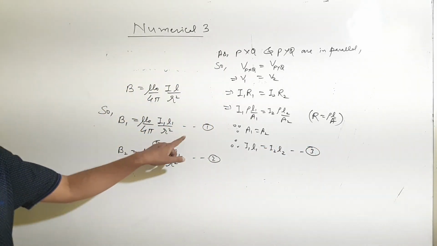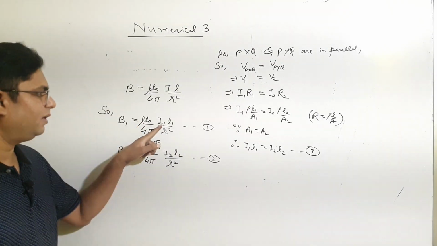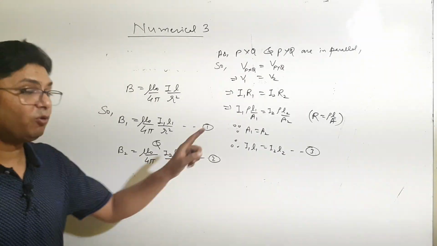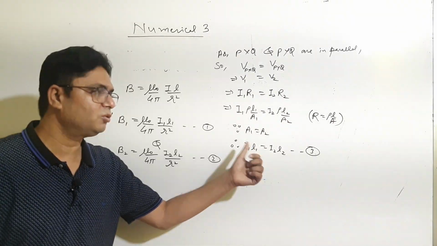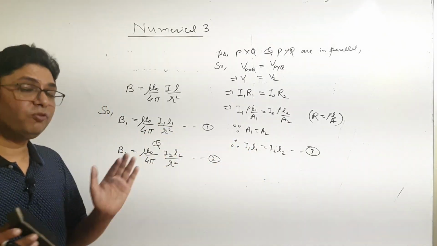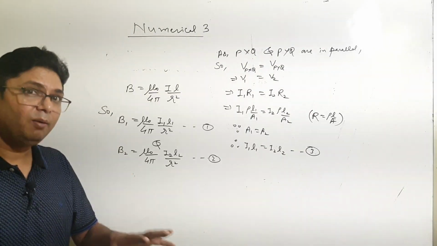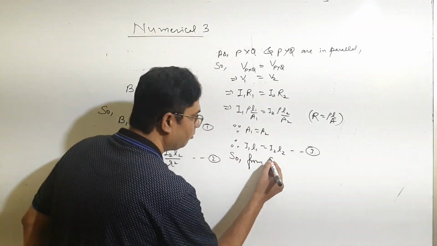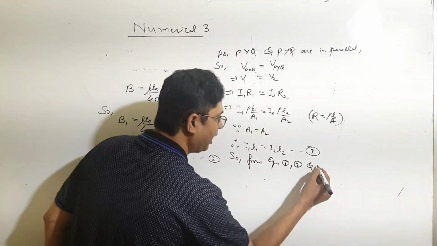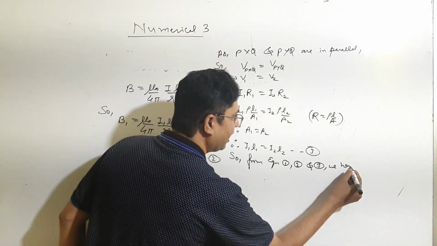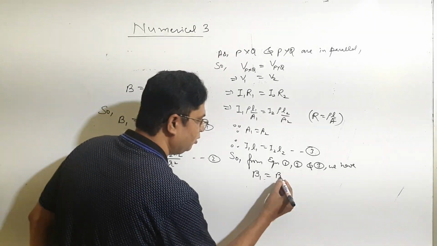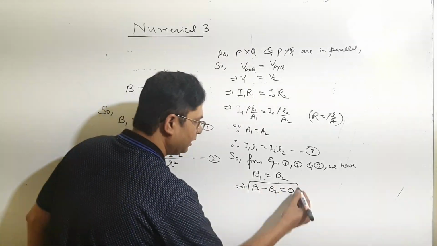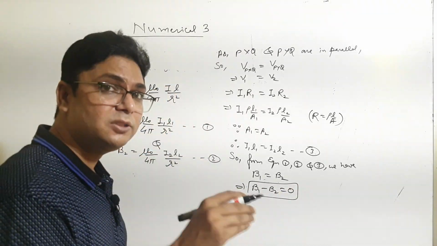In equation number 1, you are seeing that B1 equals mu naught by 4 pi I1 L1 upon R square. In equation number 2, you are seeing mu naught by 4 pi I2 L2 upon R square. And equation number 3 gives you I1 L1 equals I2 L2. This means that these two quantities are the same. So from equations 1, 2 and 3, we conclude that the magnetic fields B1 and B2 are the same. Thus B1 minus B2 is equal to 0. That is, the magnetic field at the center of the circle is 0.